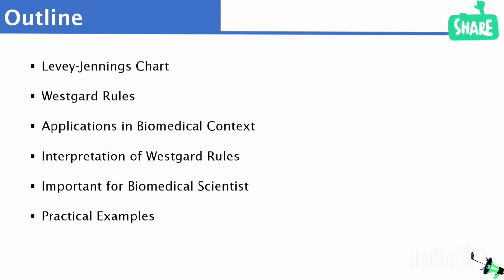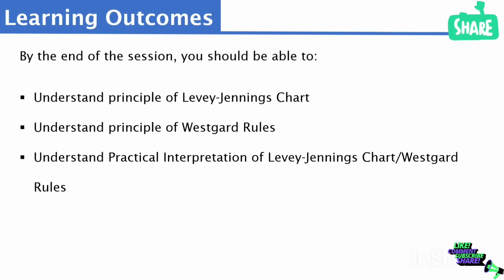And obviously we're going to look at a series of interpretations of Westgard rules, and of course see why it is important for biomedical scientists. Okay, and then look at some practical examples. So these are the things I hope to cover by the end of this presentation. Right, the learning outcome is that by the end of this session, we should be able to understand the principle of Levey-Jennings chart. We should be able to understand the principle of Westgard rule. Then we should be able to understand practical interpretation of Levey-Jennings chart / Westgard rule. Okay.